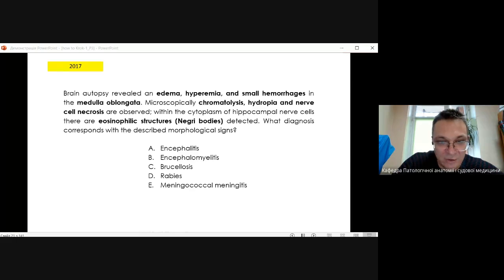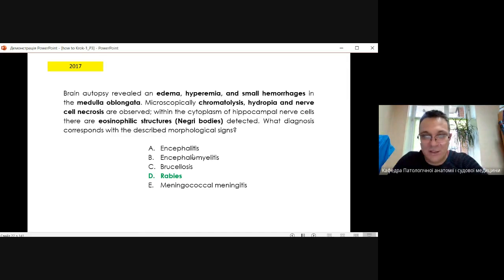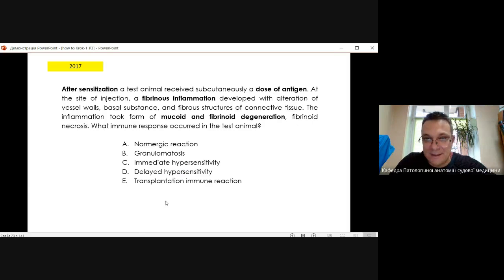Okay. Sorry, I didn't scroll down the chat. D, sure, that's D. Negri bodies are the only thing directly suggesting rabies. Sure, that's rabies, a viral infection. In fact, that's encephalitis, but since we have the specific name of this disease, we have to choose the more specific term. So rabies, that's the correct answer.